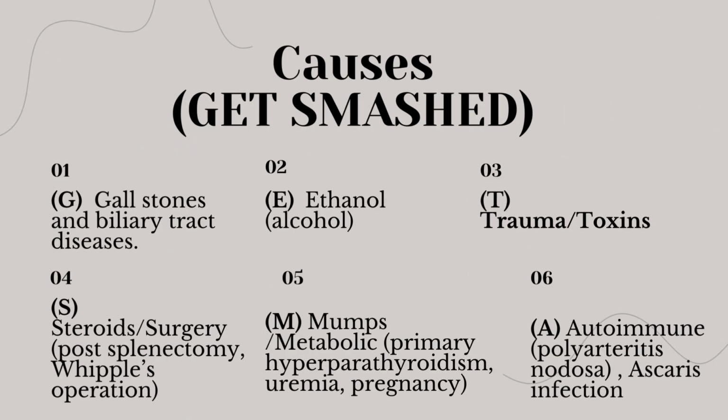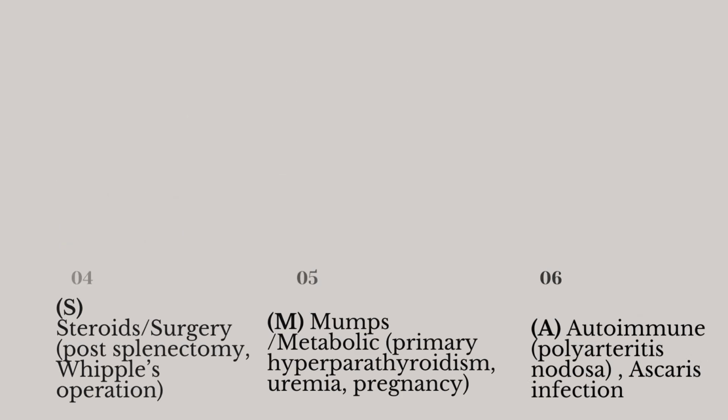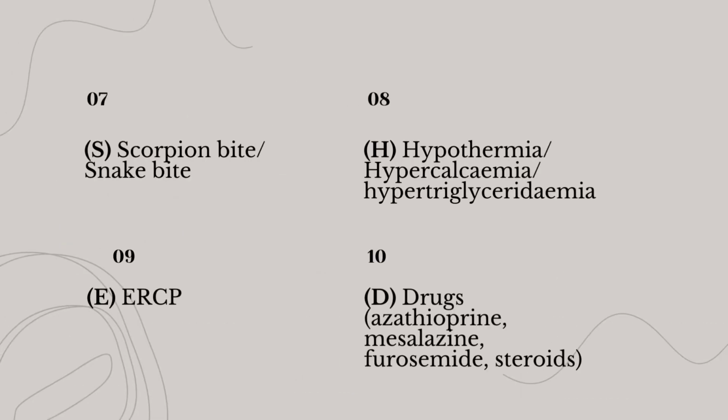For causes of acute pancreatitis, remember the mnemonic GET SMASHED. So the causes are gallstones and biliary tract diseases, alcohol, trauma, toxins, steroids, surgery, mumps, autoimmune diseases, ascaris infection, snakebite, hypothermia, hypercalcemia, hypertriglyceridemia, ERCP, and drugs.